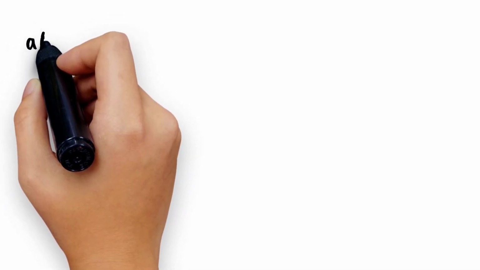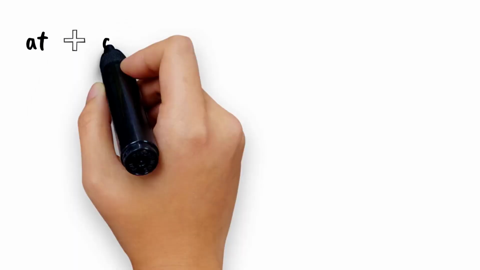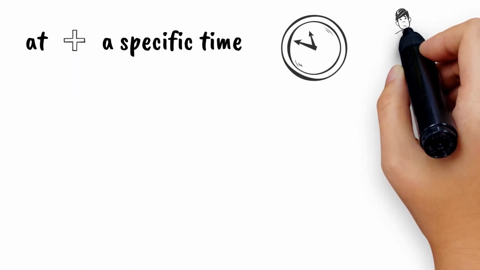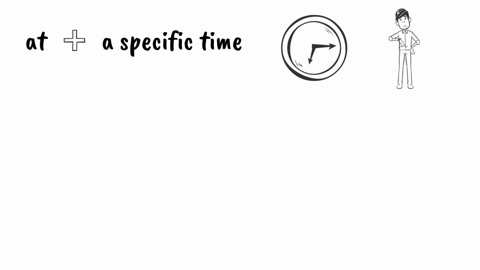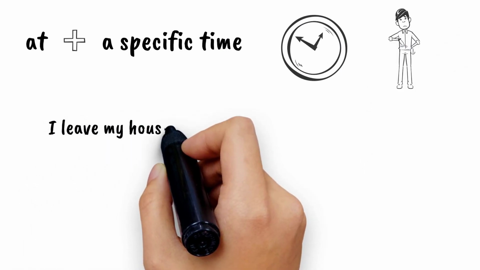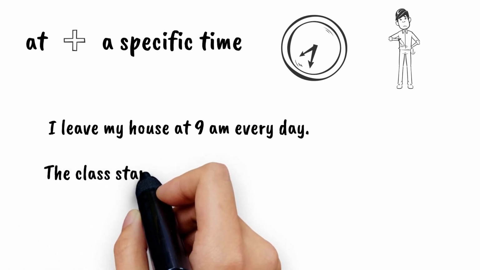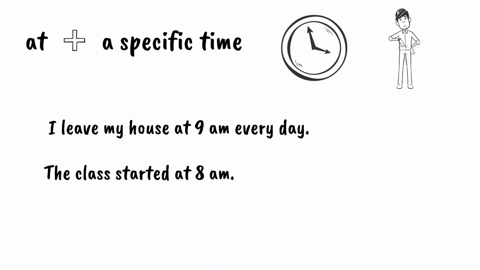First, let's practice at. Use at with a specific time, like the time you see on a clock. So, some examples are, I leave my house at 9 a.m. every day. The class started at 8 a.m. I woke up at noon.